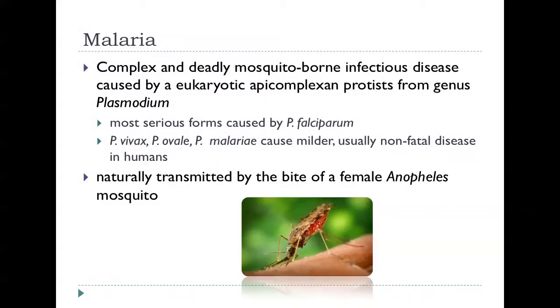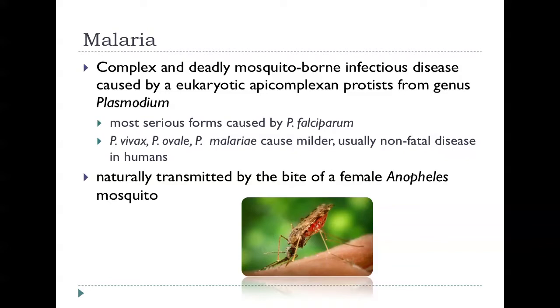Now, for the rest of the lecture, I'm going to focus on one particular problem, malaria, which is a big player on the world stage in terms of both causing death and also causing misery, illness, lost work time and so forth. So what is malaria? It's a complex and deadly mosquito-borne infectious disease. It's caused by protists, what we used to call protozoa, from a particular genus known as Plasmodium.